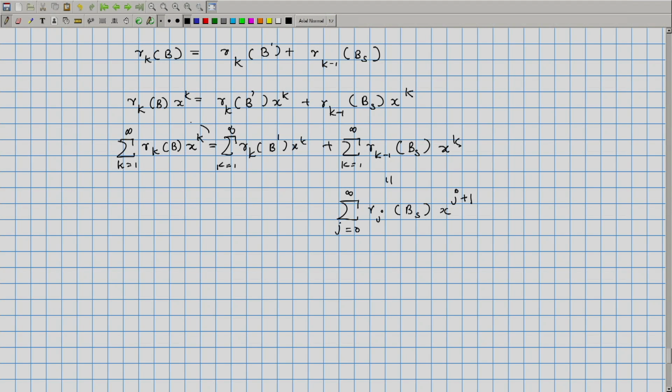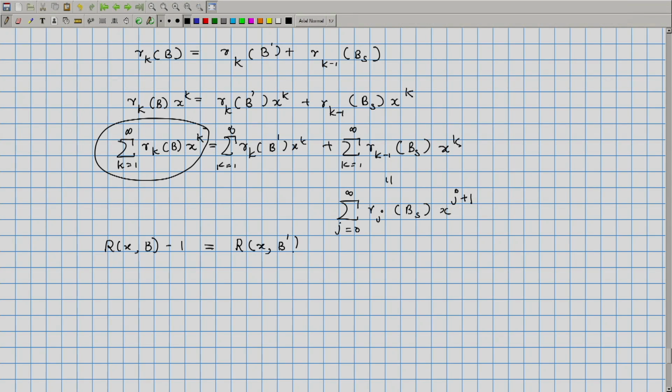The left hand side term is almost the Rook polynomial of B, but just the first term is missing. So, we can write it as R x B minus R 0, where R 0 is always 1, and on the right hand side the first term is going to be the Rook polynomial of B prime.